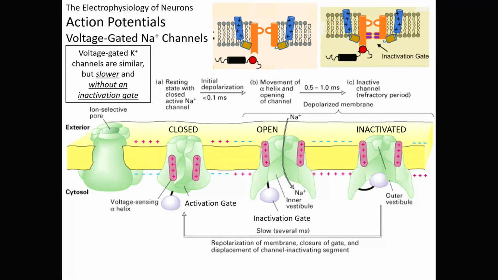They're just single-gated channels. They've got an activation gate that can either be open or closed, so there's only two configurations. For a voltage-gated potassium channel, it's either open or it's closed. Sodium voltage-gated channels have three configurations: closed, open, inactivated. Voltage-gated potassium channels only have the two states, closed and open, because they lack an inactivation gate.